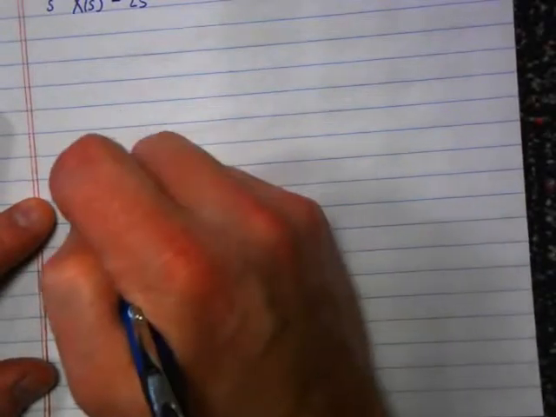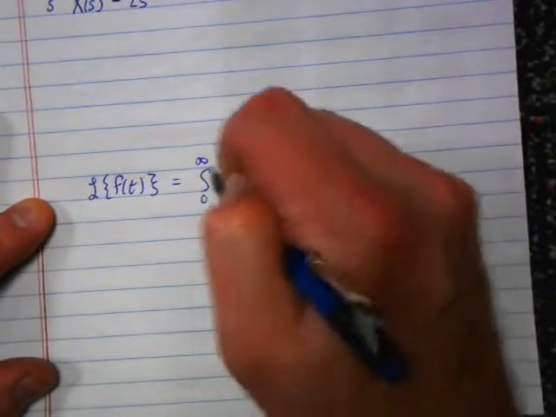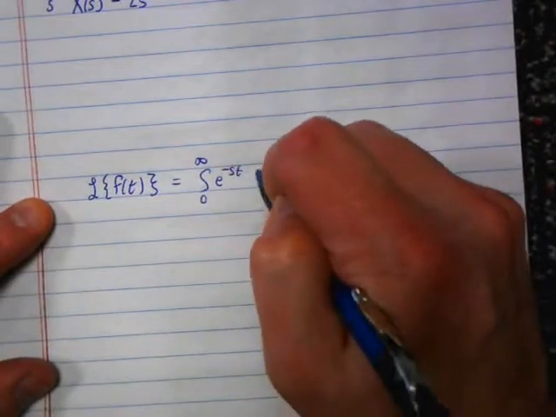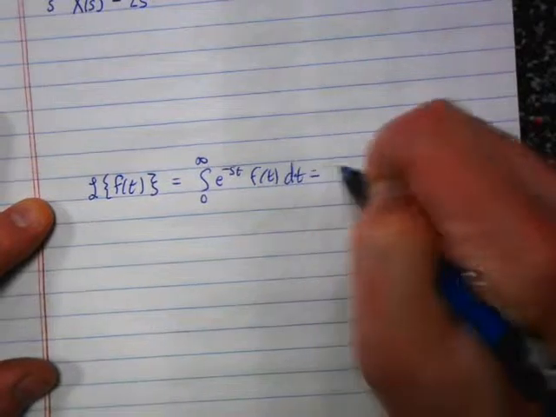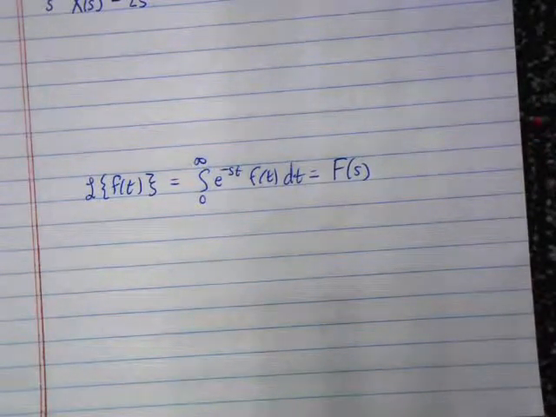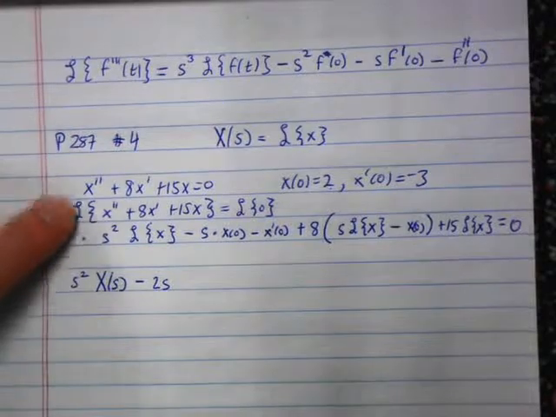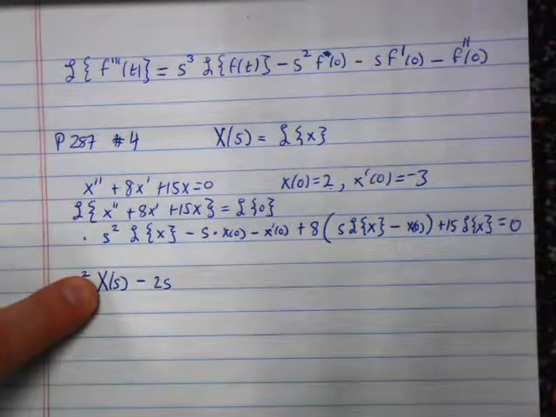When we started with f of t and we found its Laplace transform, we had this integral 0 to infinity, e to the minus st f of t dt. When we got all done, we tended to call that capital F of s. So same deal here. I'm starting with x of t. When I take its Laplace transform, I'm going to call it capital X of s.